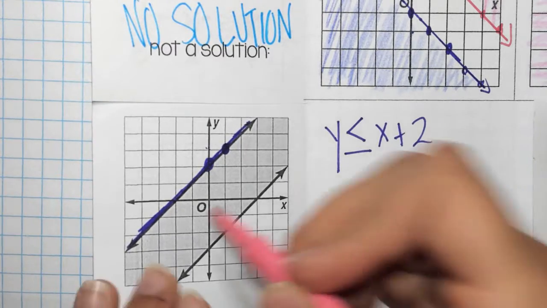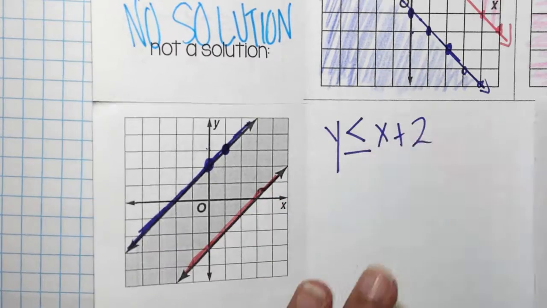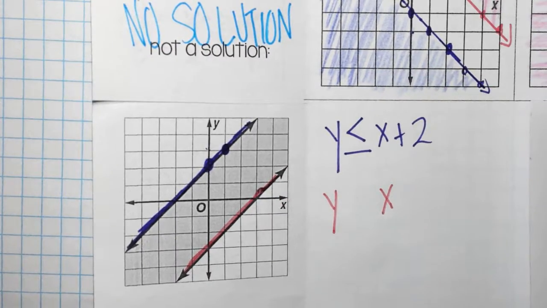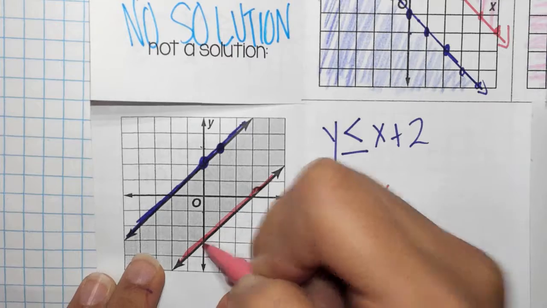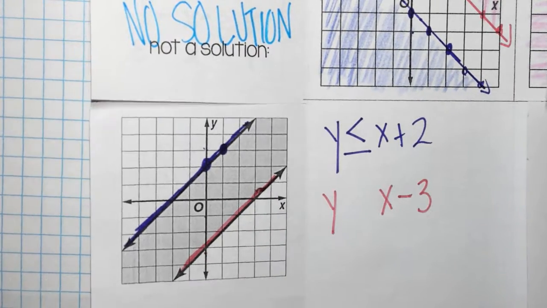All right, let's do the next one together as well. Okay, so we know we're going to have a y. We know we're going to have an x. Now, where does it cross the y-axis? At -3. So we subtract 3.